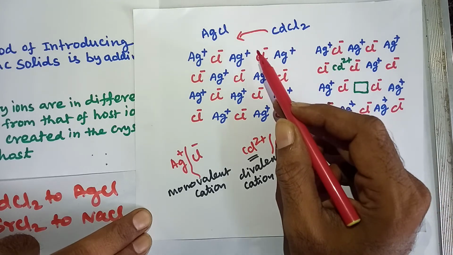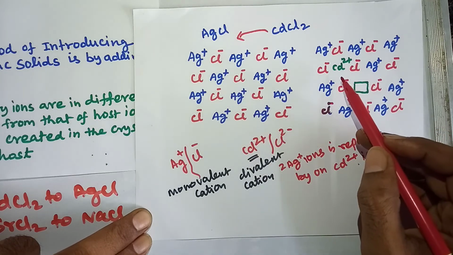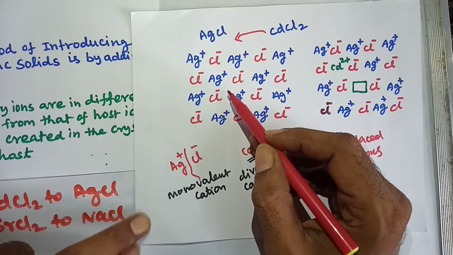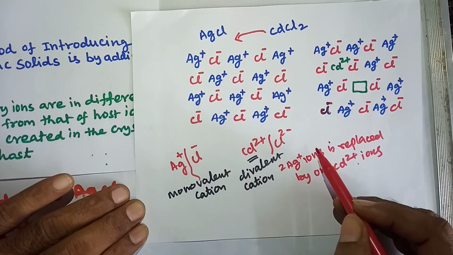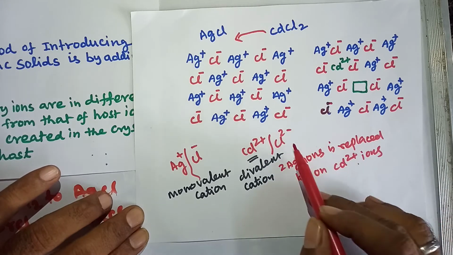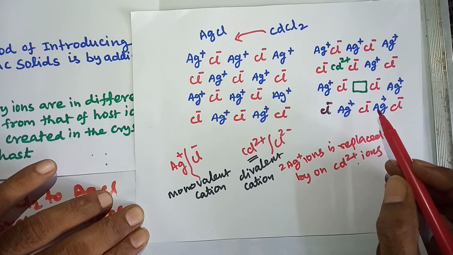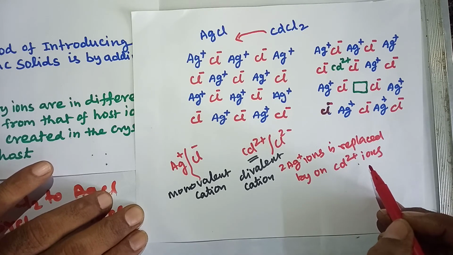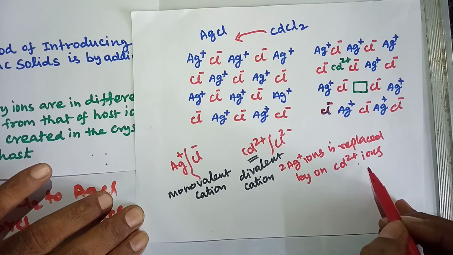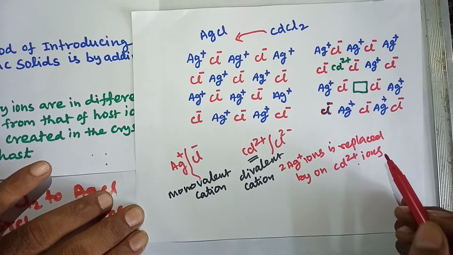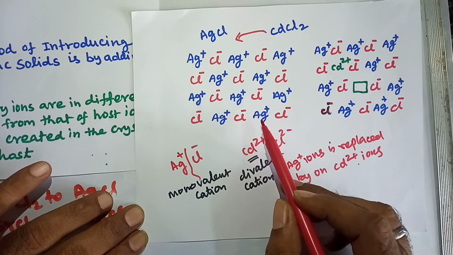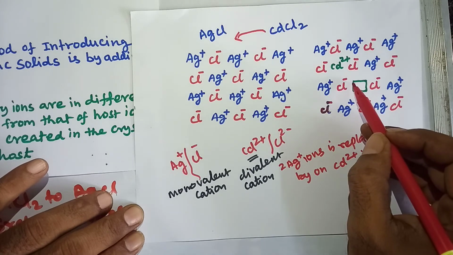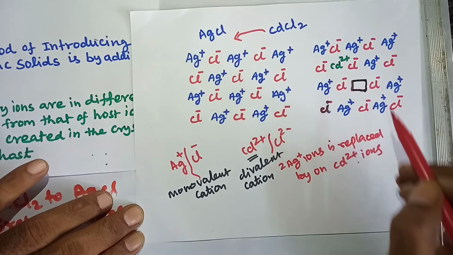The Cd2+ ion is a divalent cation and it occupies the position of an Ag+ ion. Due to this, the electrical neutrality will be disturbed. So in order to maintain the electrical neutrality, two Ag+ ions are replaced by one Cd2+ ion, because the cadmium ion is divalent. The proportional number of Ag+ ions leaves the crystal lattice, so this produces cationic vacancies in the crystal lattice.